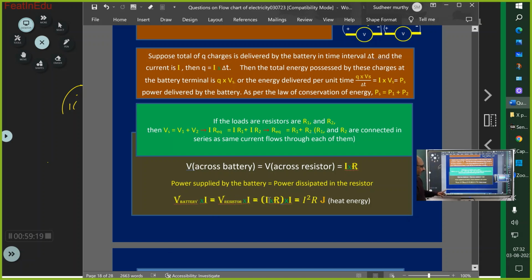V of the resistor is converted into I into R. Got it? Yes, sir. So you get I square R. What is I square R? Power. V into I is power. Yes, another form of V is I into R.